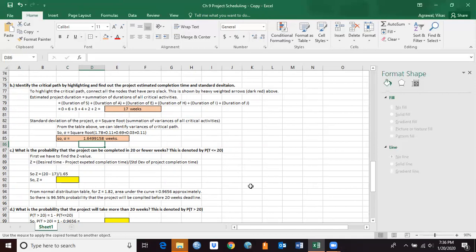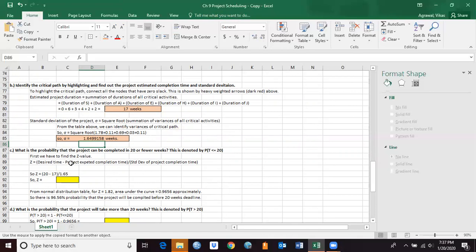Okay, so now we know that it follows a normal distribution. So we need to find the value of Z. We're going to find the value of Z, and that will give us the probability. We're going to find the probability using the normal distribution table.